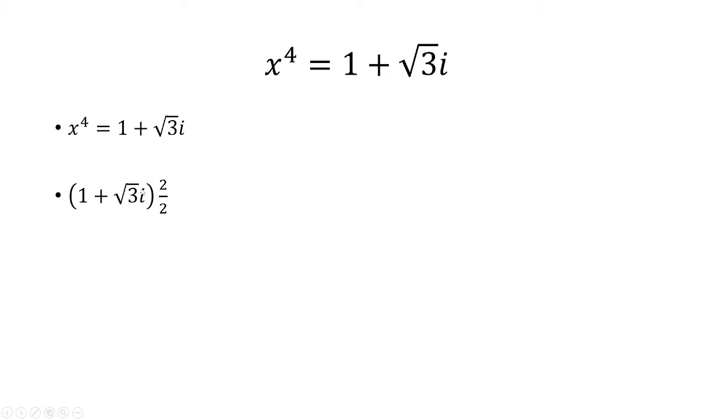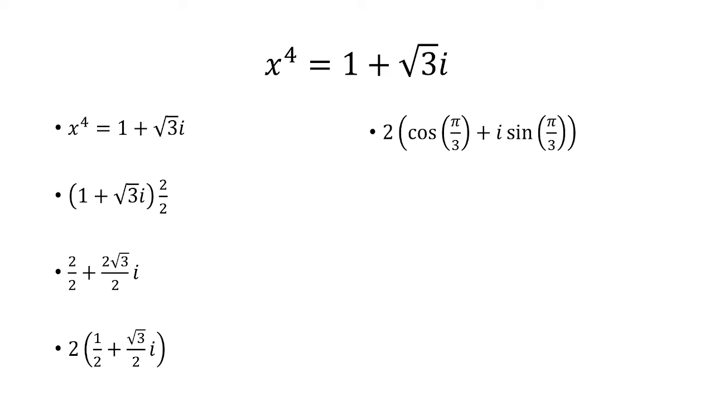But if I was just to multiply by 1/2, I changed my equation. So why don't we multiply by 2 over 2, and then I can factor out the 2 from the top as just 2 times 1/2 plus root 3 over 2 i. And I know that this is just cosine of pi over 3 and sine of pi over 3.